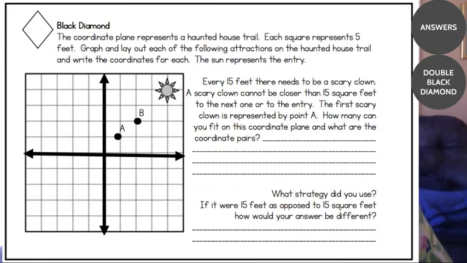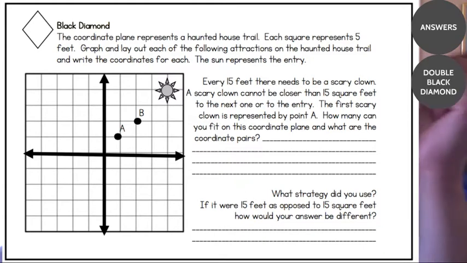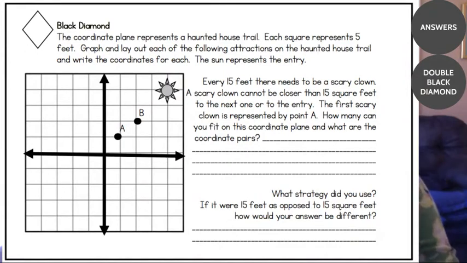The sun represents the entry. So again, always read the whole question with these and make sure you know where the question is asking you to start. So it's saying every 15 feet, keeping in mind that each square represents 5 feet. Each of those lines represents 5 feet. Every 15 feet, there needs to be a scary clown. A scary clown cannot be closer than 15 square feet to the next one or to the entry. The first scary clown is represented by point A. How many can you fit on the coordinate plane, and what are the coordinate pairs?